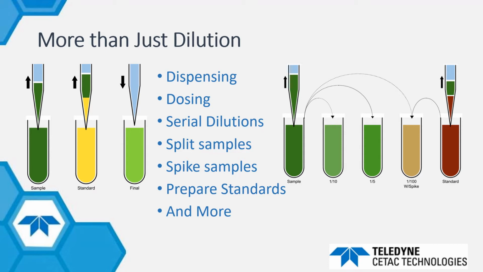We often talk about dilution with the SimPrep because that is the most common application for it, but it can do more than just dilution. The system's also designed to do things like dispensing, in which case you can completely remove the rinse step entirely and simply go from one tube to the next, dispensing a predetermined amount of volume. It can be used for dosing. It can do serial dilutions.